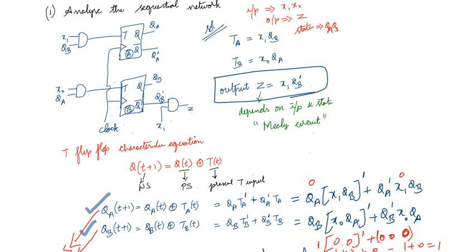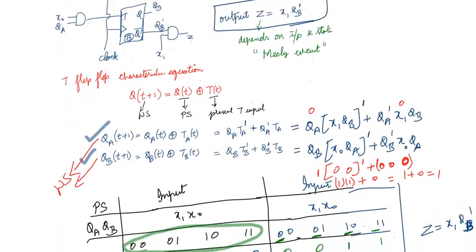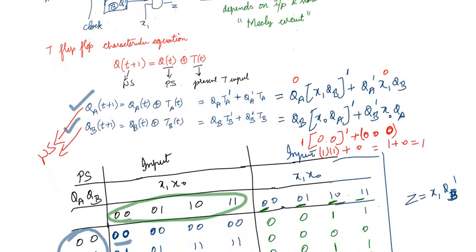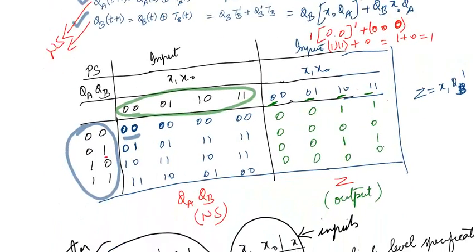Right? So this is the general expression. For the A flip-flop, it becomes like this. For the B flip-flop, it becomes like this. So in place of TA, you are putting this. In place of TB, you are putting this. When we expand this expression, we get this expression. Okay, using this expression, we are going to fill the table, right?